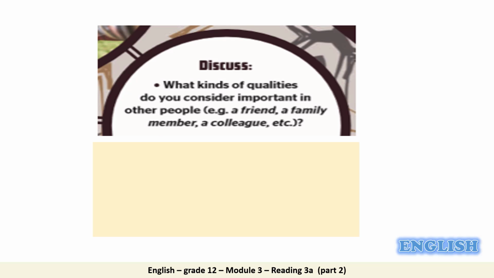I am sure that there are qualities in one of your friends or a family member that you are fascinated with. So, according to you, what kinds of qualities do you consider important in other people? Please take a few seconds to think about this question. There are many qualities, but we will discuss some of them. We are all attracted by the person who is reliable, and he or she keeps his or her promises. The quality we are talking about here is, excellent, being trustworthy. Very good.